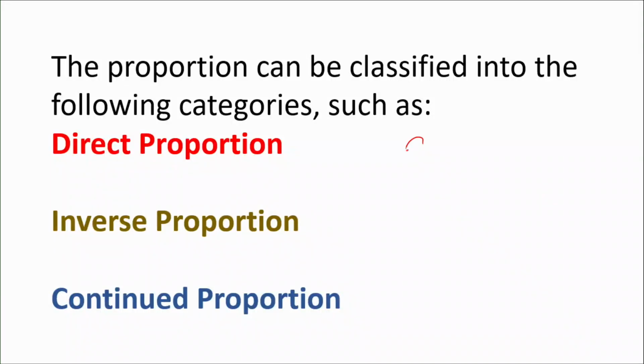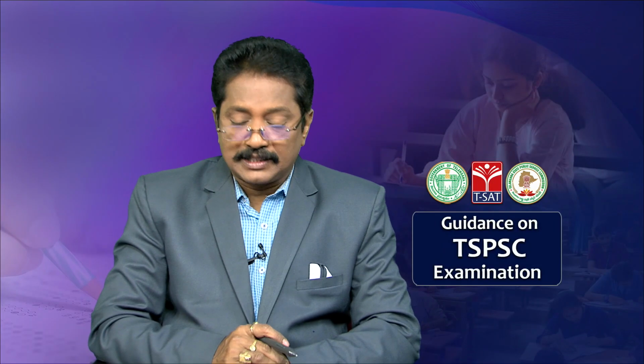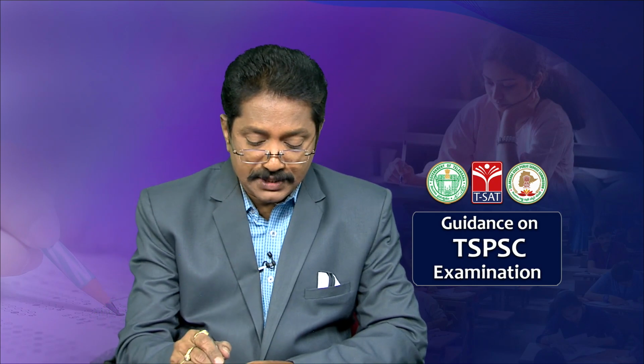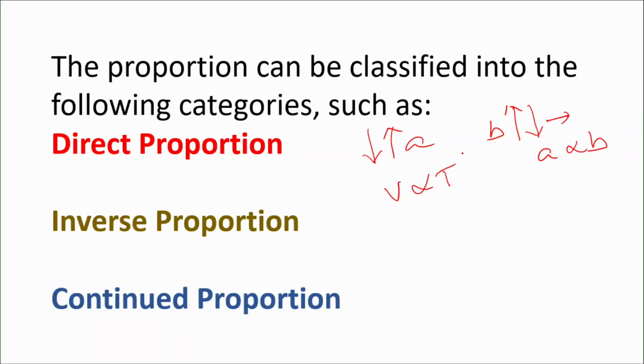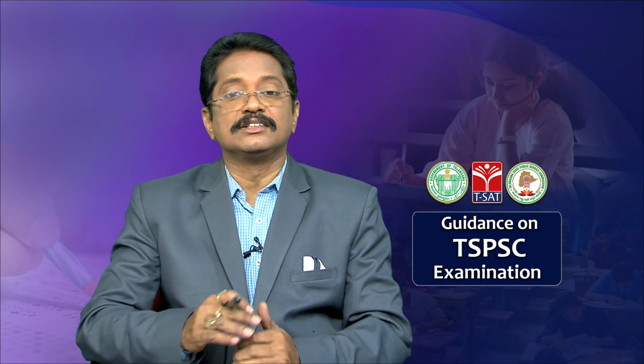If you say A and B, when A increases, B also increases. When A decreases, B also decreases. Then you can say simply A is proportional to B. Clear? Just now when you take it in chemistry, in Charles' law, V is proportional to T at constant pressure of a gas. When temperature increases, the volume also increases. When temperature decreases, the volume also decreases.